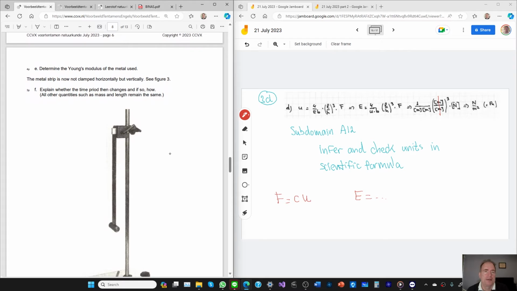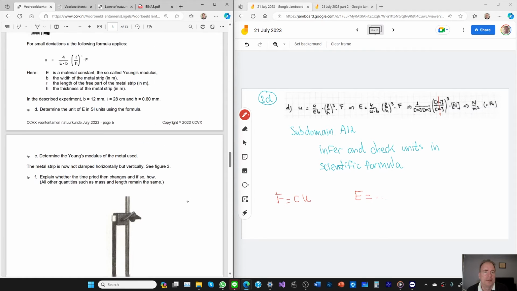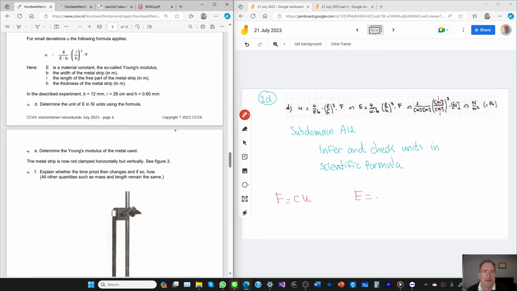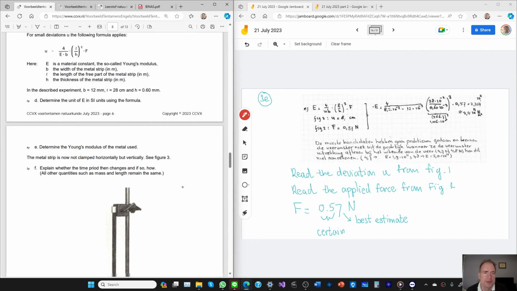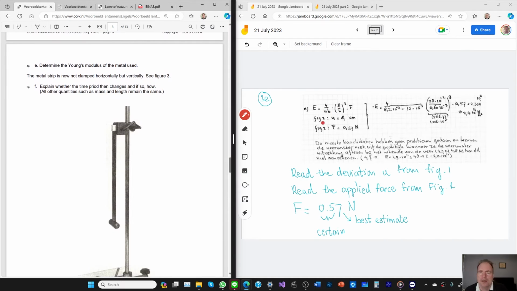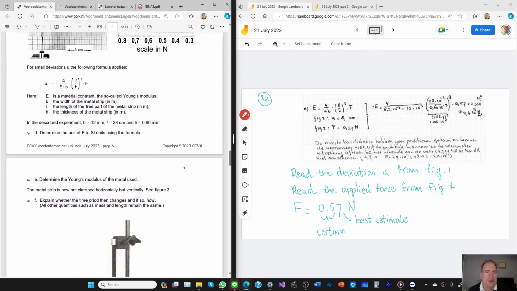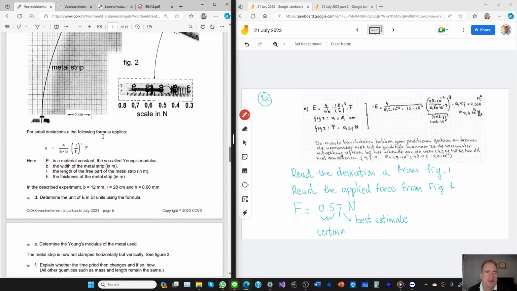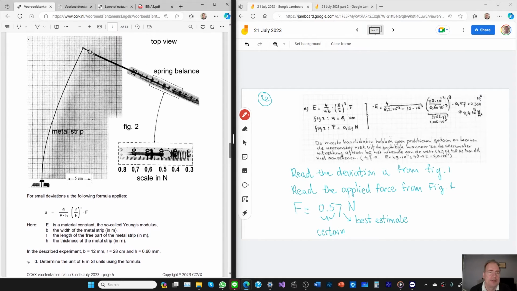Determine the Young's modulus. Okay. Well, we already have the equation for E, so this becomes substitution work. The equation is known, and what we need to read out from the chart is the force and the deviation. So you just need to be careful and figure out what the deviation is. You need to figure out what the size of one square in the grid is. So do this carefully.